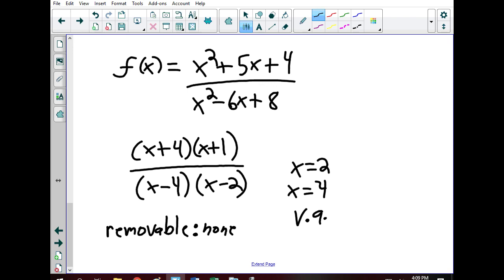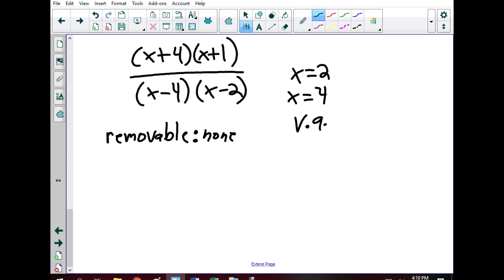And when I write these out, I don't write x equals 2 comma 4, because a vertical asymptote is actually a vertical line, and an equation of a vertical line is x equals some number. So you need to write it out like this. Now for a removable, you can just put the number, of course, because removable really is just a point, but a vertical asymptote is actually the equation of a line. Now let me look at another example.